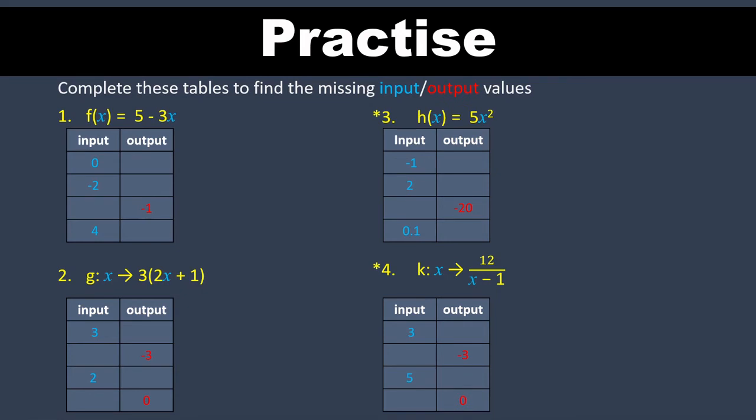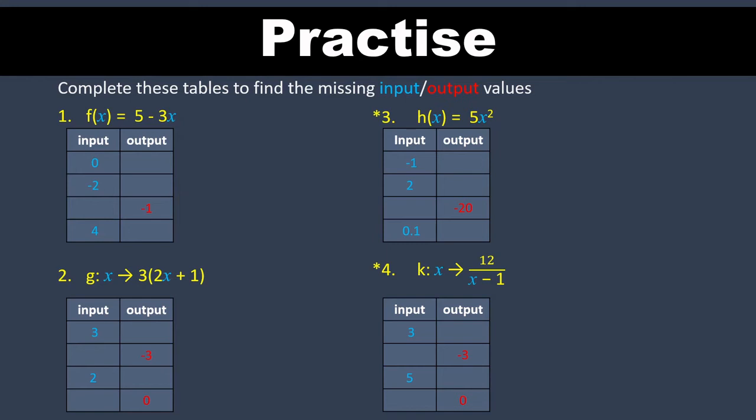Let's get on to some practice now. Complete these tables to find the missing input or output values. So if I give you the input value, put that input value into the function and calculate the output value. If I give you the output value, set the function equal to that output value and rearrange to find out what the input must have been. Take care with questions 3 and 4. There may be some restricted values there, either impossible input values or impossible output values. Now go ahead and hit pause, give that a try for yourself, make sure you show your algebraic working, and hit play when you're ready to take it up.